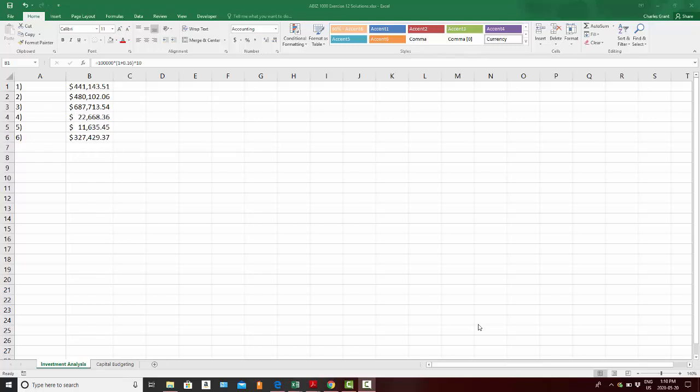Investment analysis. Here we have some simple time value of money calculations. For instance, here we have 100,000 times 1 plus 0.16 to the 10, which will give you the value of $100,000 invested at 16% for 10 years.